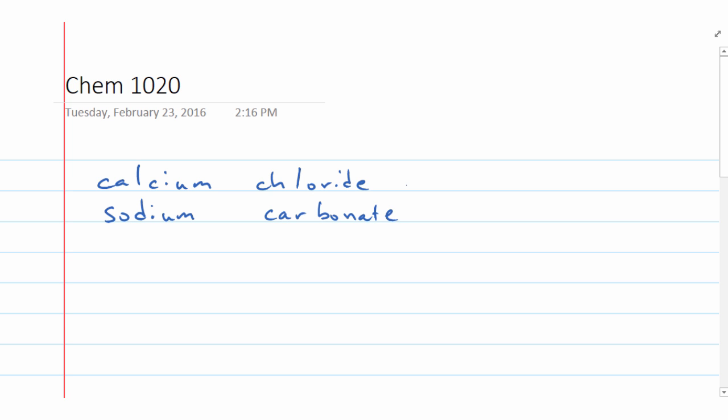So what I'm going to do here is I'm going to come back to the sheet and we're going to write these down. Calcium chloride is being combined with sodium carbonate. And then we'll go ahead and mix them together and see what happens when we do that. So, count this out.